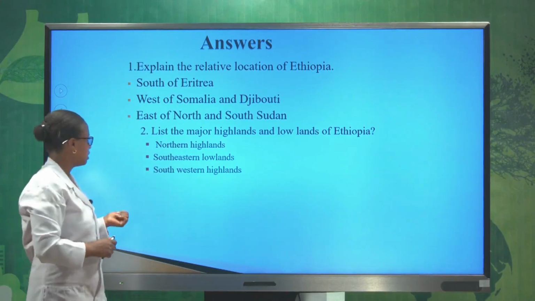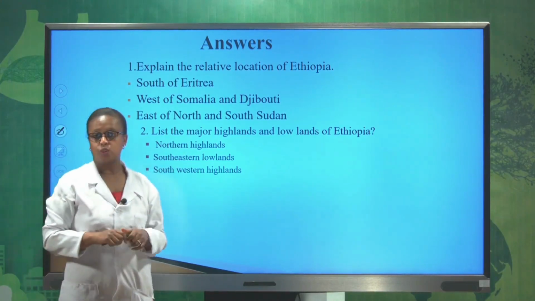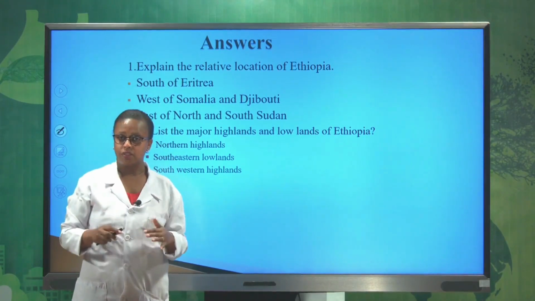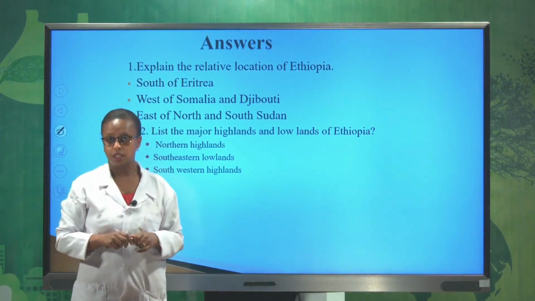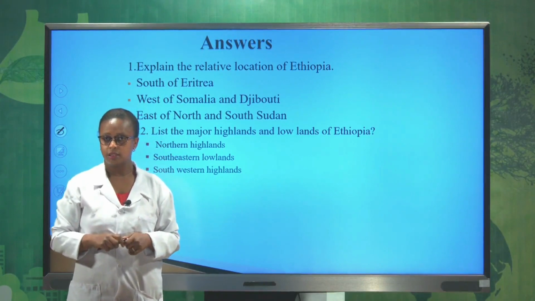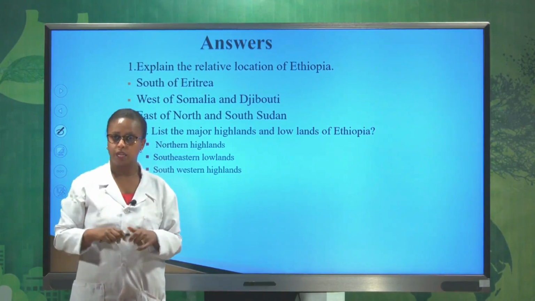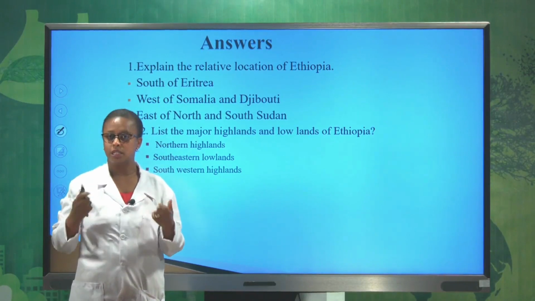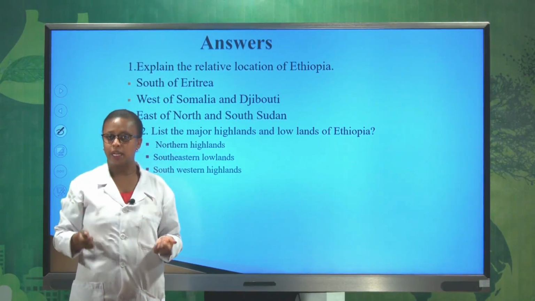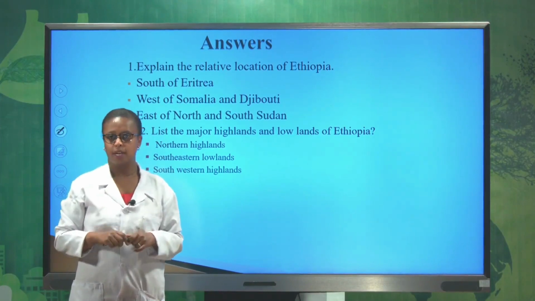The second answer: the major highlands of Ethiopia are classified into three. These are the northern highlands, which include the Tigray, Wello, Gojam, Gondar, and Shawa plateaus. The southwestern highlands include the Wallagga, Kafa, Gamo, Gofa, Ilibabur, and Benshangul highlands.